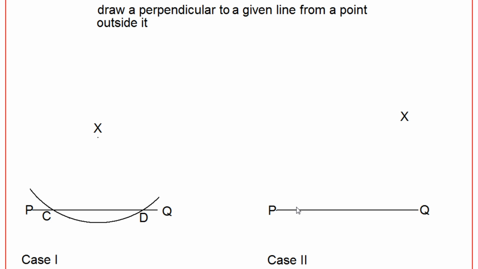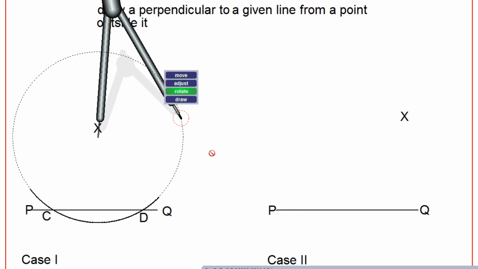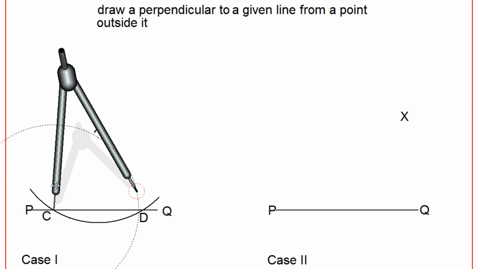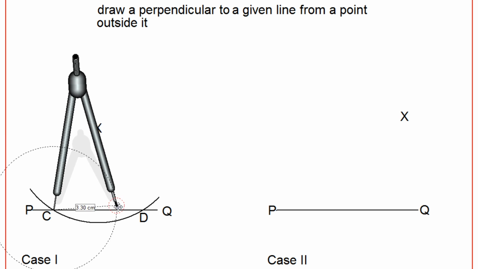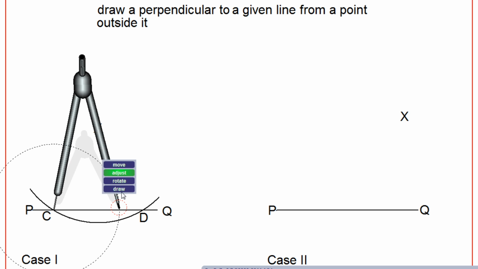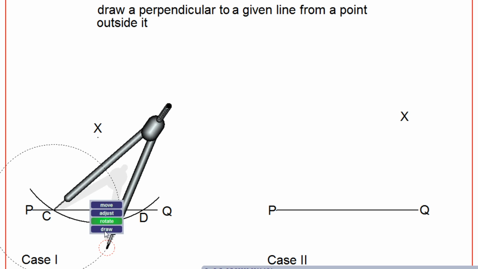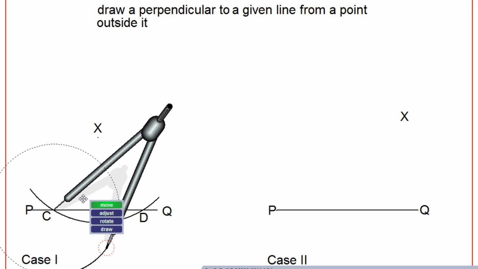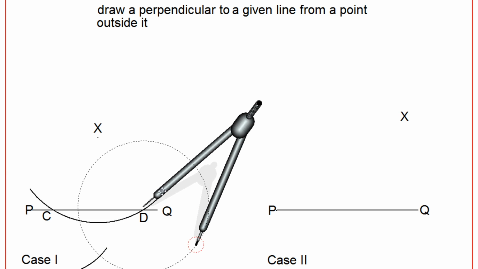Now take any other radius, maybe the same radius or maybe a different radius, which should be more than half of CD, and making C and D as the centers, draw two arcs on the same side of CD. So a little bit of reduction I am doing, but more than half of CD. This is one arc I have drawn making C the center, and again draw another arc making D the center.